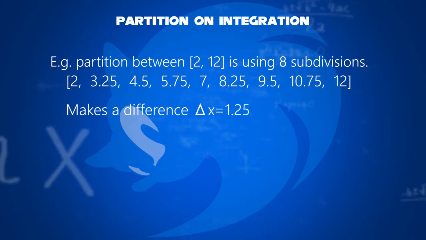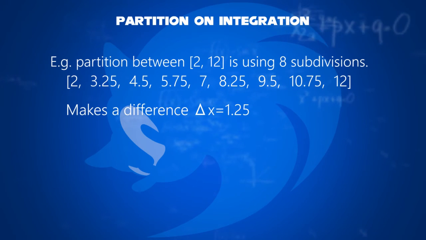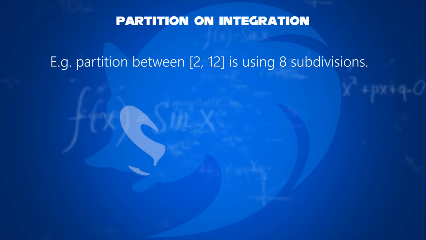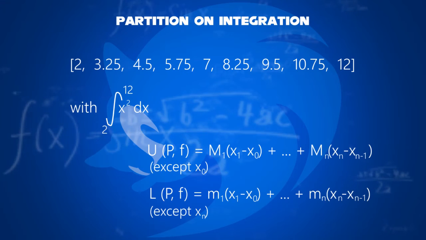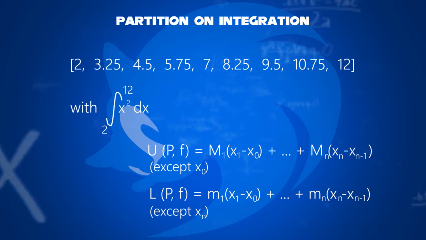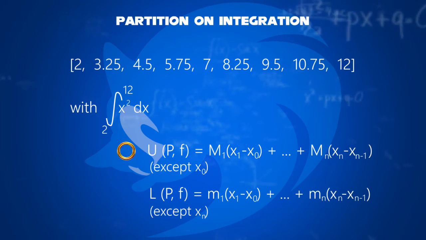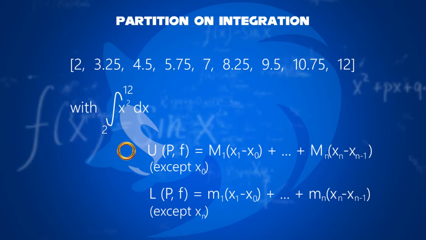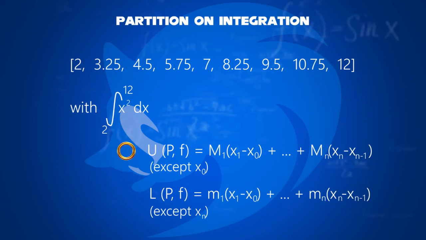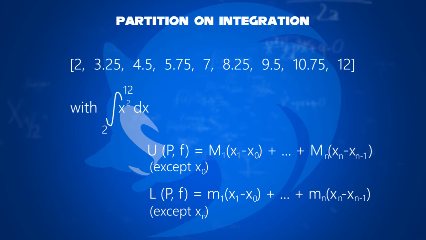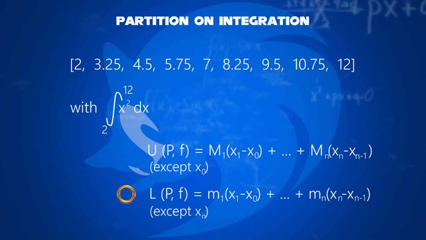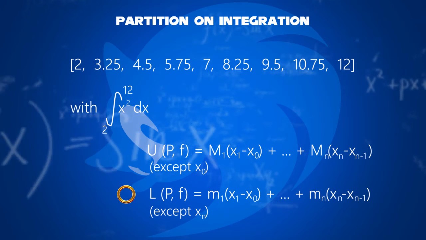And I only ask you for the upper and lower sum example. Let us do the same, with the definite integral of x squared dx. In general, we write in this form. Upper limit sum equals uppercase M1 times x1 minus x0, plus till uppercase Mn times x of n minus x of n minus 1. Similarly for the lower limit sum, in lowercase m of sequences.